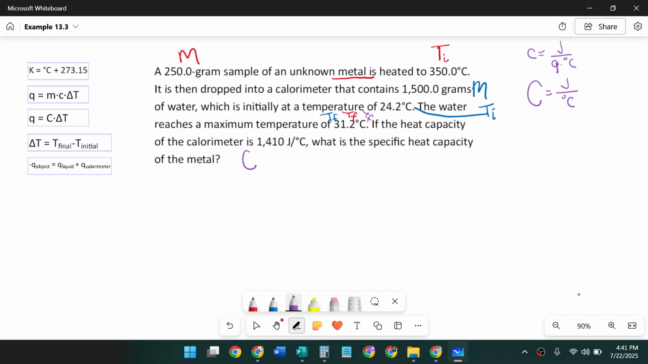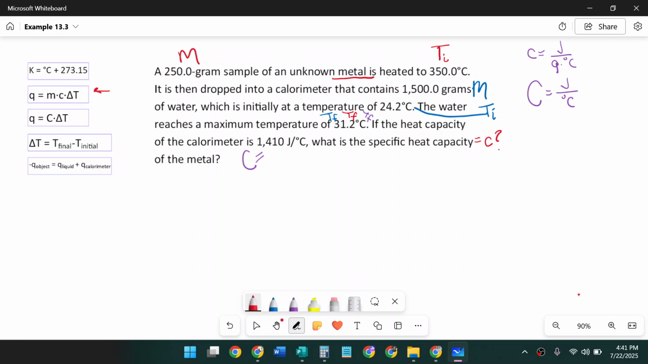Let me clear that up. All right, so big C is this one. And what we want to know is what is the specific heat capacity, so little c, of the metal. And I'll put it in red so that we can remember which one it is. All right, so what do we have? What do we need? We want the little c for the metal. So we're going to use this equation, and we want this one.